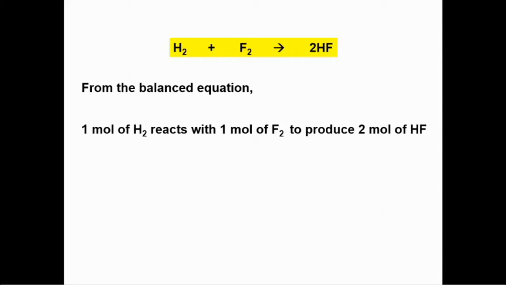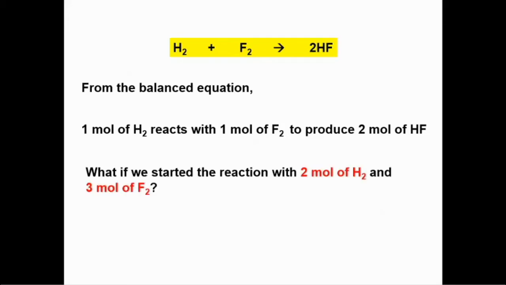This is based on the stoichiometric relationship in this reaction. So if we have 1 mole of hydrogen and 1 mole of fluorine, the reaction will be completed, and we are going to get 2 moles of hydrogen fluoride and no more reactants left. What happened to hydrogen and fluorine? Both of them were completely reacted, so no more reactants left.